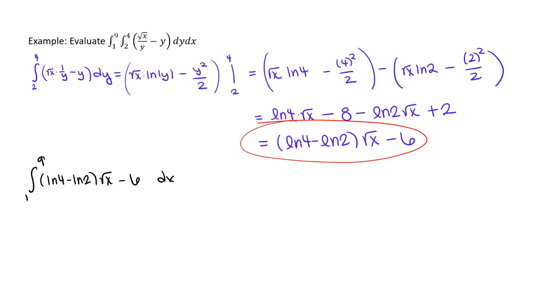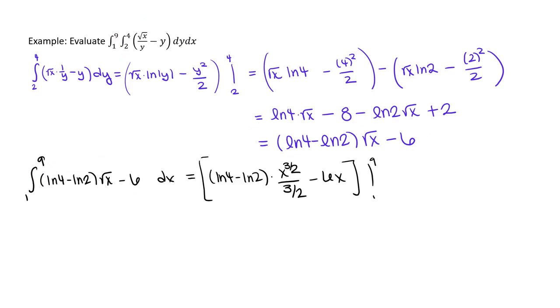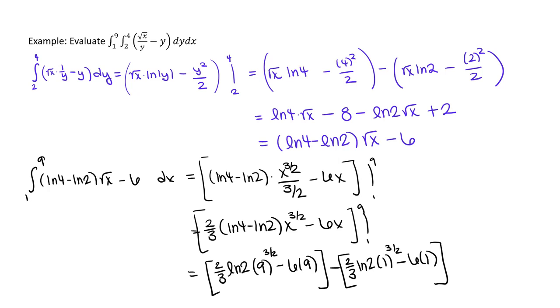And now I'm going to take this solution that I just got. That was my inside integral. I'm going to plug that in. And finally, I'm going to integrate with respect to x, and then use those outer bounds of integration, the 1 and the 9. So ln 4 minus ln 2 is my constant. Square root of x is the same as x to the 1/2. So I get x to the 3/2 over 3/2. And then the minus 6 becomes a minus 6x.